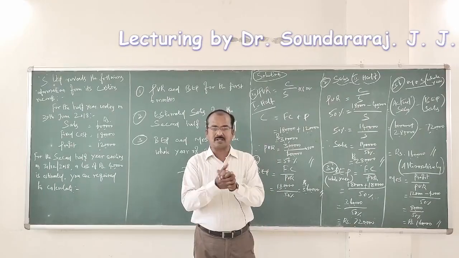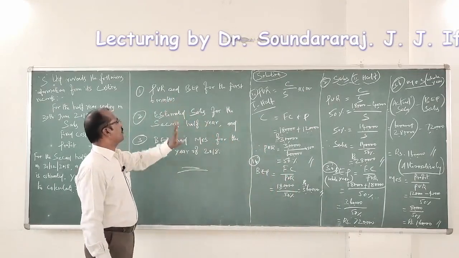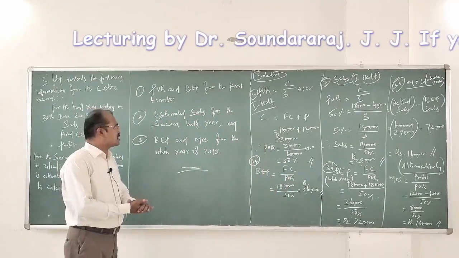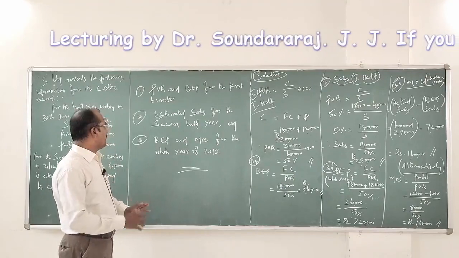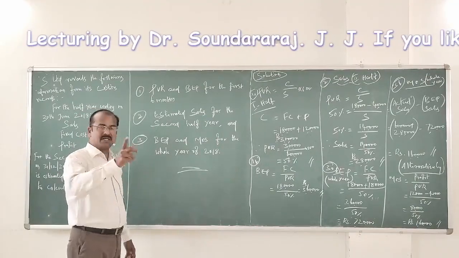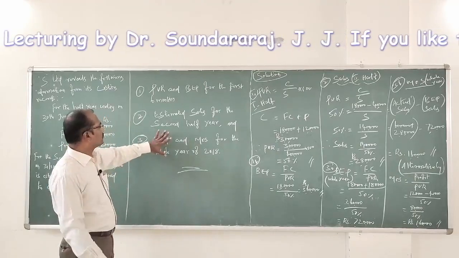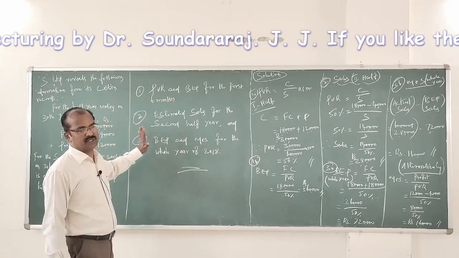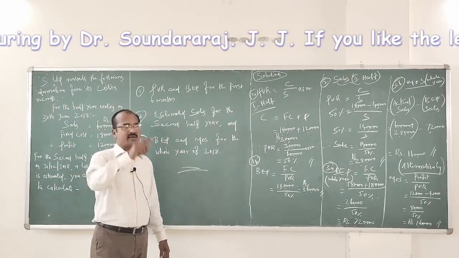Now we are asked to calculate one, profit volume ratio and break-even point for the first half of the year. Second, estimated sales for the second half of the year 2018. And the third requirement is BEP and margin of safety for the whole year of 2018. So these are the three requirements to be done based on the accounting information given in the problem for the year 2018 of S Limited.